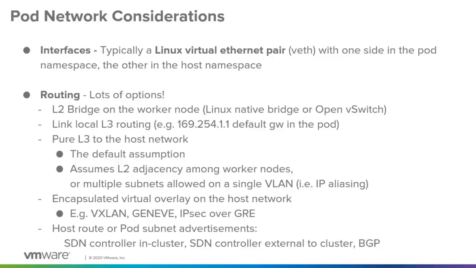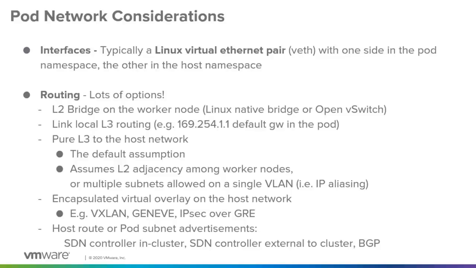In most scenarios where you can't do pure layer 3 to the host network, you'd use encapsulation. So this is the most common for on-premise data centers, or for those that don't really want to expose all their traffic and pod routes on their cloud network. So VXLAN is very commonly used. Geneve is sometimes used, IPsec over GRE in some cases. It doesn't really matter what encapsulation technology you're using, but just note that there'll be some encapsulation as an option.